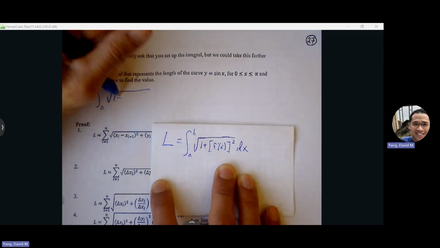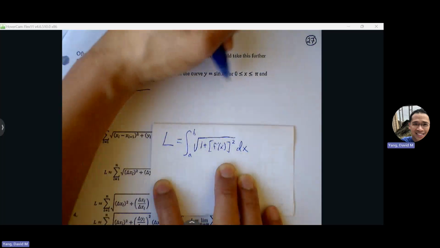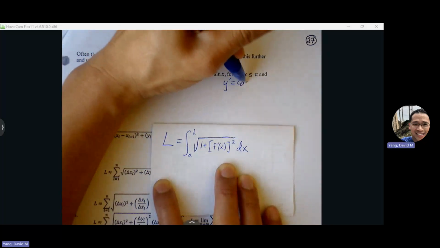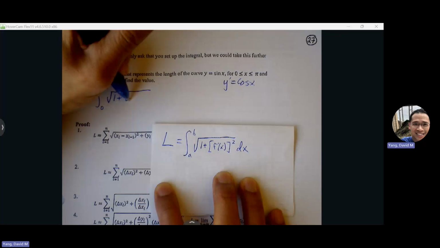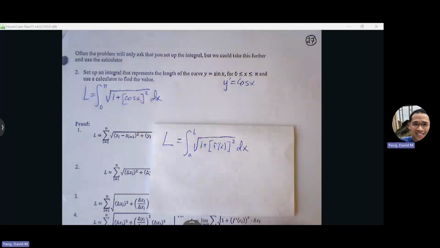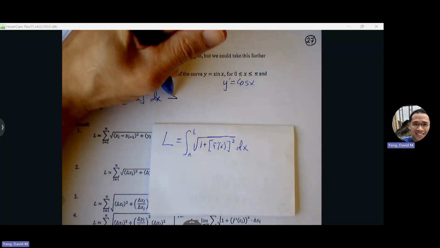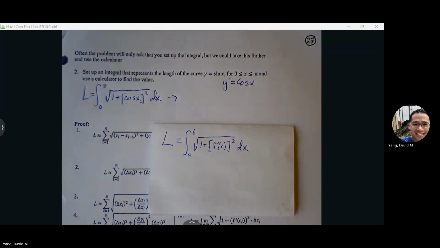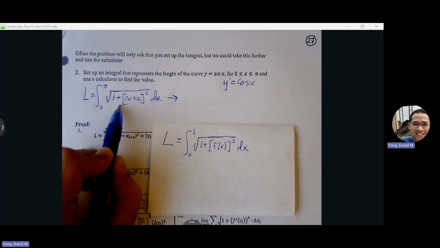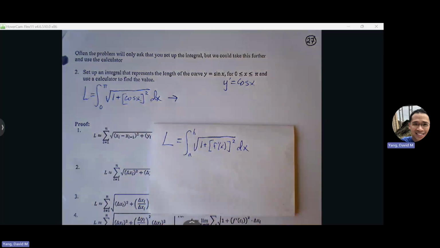Square root of 1 plus f prime. What's f prime, or what's y prime, going to be? Sine is just cosine, yep. So we can just make it 1 plus cosine squared, dx. Okay, so there's the setup. And then for the calculator, we can just plug it in. So math 9 from 0 to pi, square root of 1 plus, and then put a bracket around cosine squared.